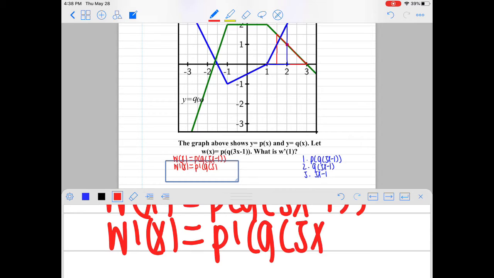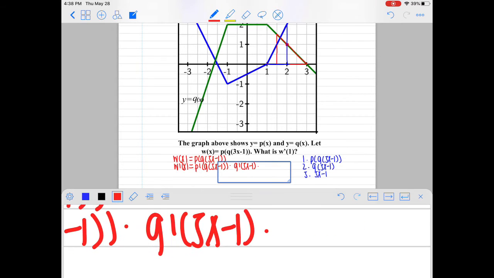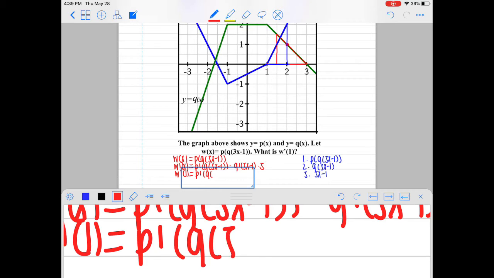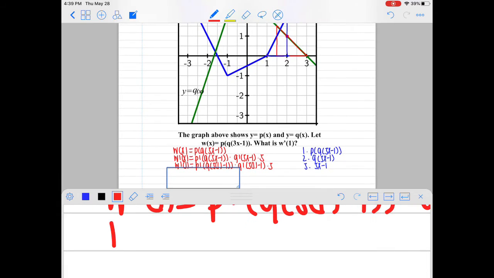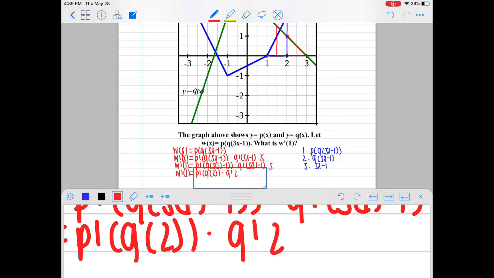functions. So the derivative of the first function is p prime of q of 3x minus 1. The derivative of the second function is q prime of 3x minus 1, and the derivative of the third function is just 3. And it's asking us to find w prime of 1, so we're just going to plug in 1 for all of the x values here, and that is going to give us p prime of q of 2 times q prime of 2 times 3.